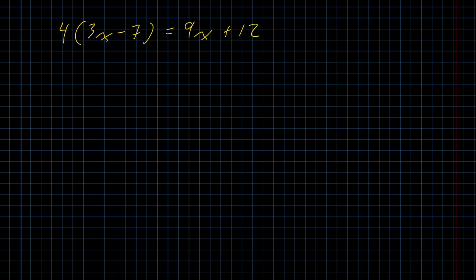Four times the quantity 3x minus 7 equals 9x plus 12. I notice here that there are variables on the left-hand side and on the right-hand side. And so the first thing I want to do is get us from having two variables to having only one variable appearing in the equation. And it's easier than it might seem at first glance. I can use the distributive property to get rid of those parentheses on the left-hand side. 4 times 3x is 12x. 4 times minus 7 is minus 28.